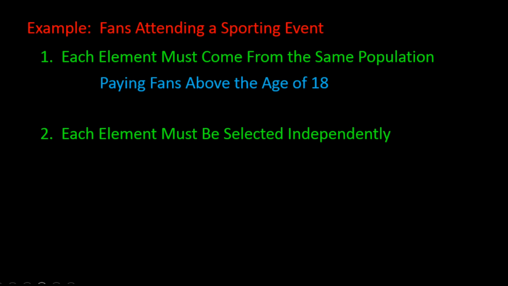In both these cases, the interviewer would get a biased sample. We have a name for this type of bias. It is called selection bias. That is why the second criteria, that each element must be selected independently, is so important.